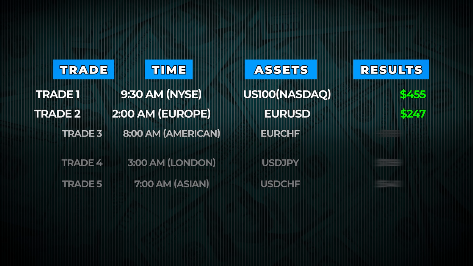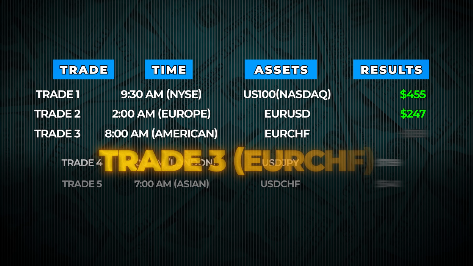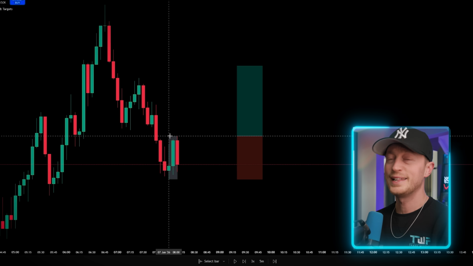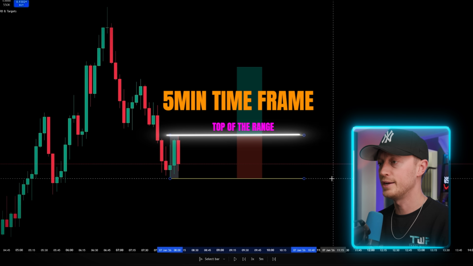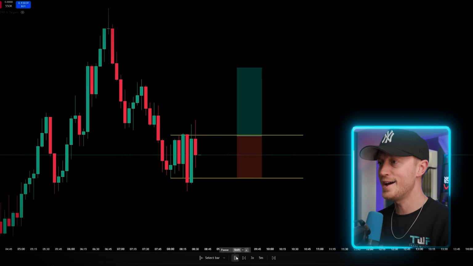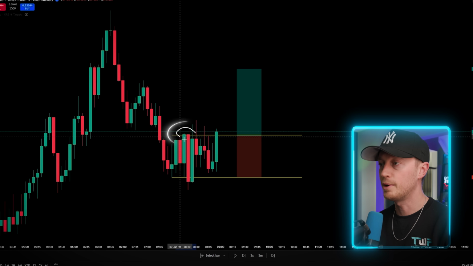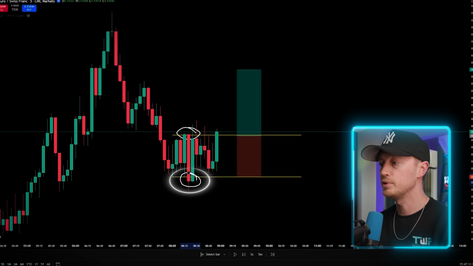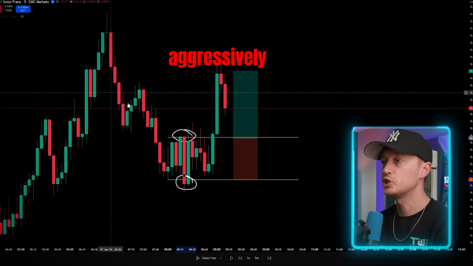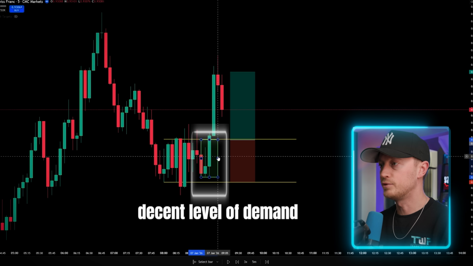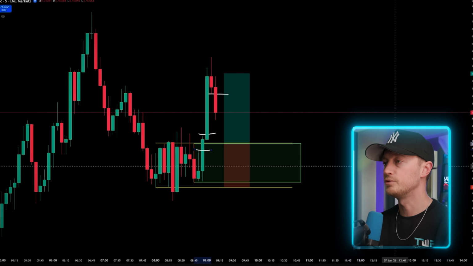For the third trade, we're using the orb at 8 a.m., the beginning of the US session on the Euro Swiss franc. Let's jump right in on the 5-minute time frame here. We've got the top of the range, the bottom of the range. You can see right here, price came out the top briefly, came out the bottom briefly, but then it came out aggressively with that displacement out the top, creating a decent level of demand here with multiple fair value gaps. So that's a pretty good level of demand, actually.